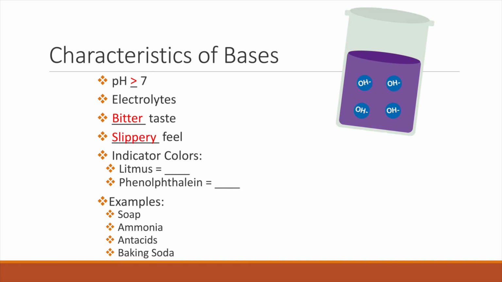So, fun fact. Now, the indicator colors. For litmus it's going to be blue. You would take a piece of red litmus paper, dip it into a base, and you would see blue. Now, that's nice. We've got some alliteration, when all the letters are the same. So you've got bases that are bitter and blue. Blue bitter bases. Bitter blue bases. Whatever you want to do to remember it. They all start with B.